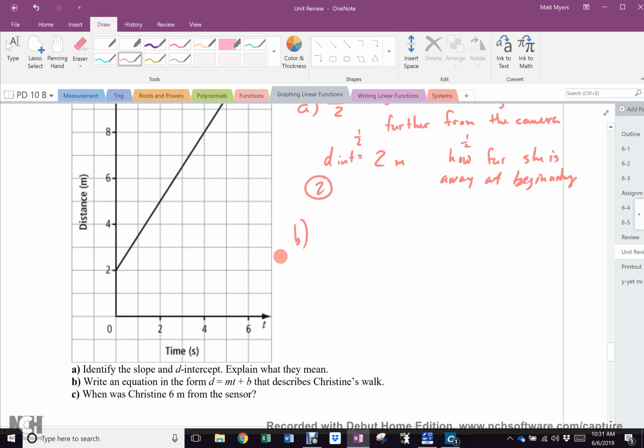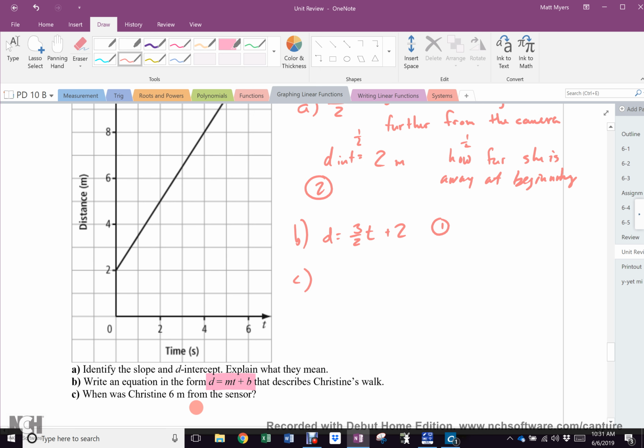B, write an equation that describes her walk. Now, all of you should recognize that that looks very similar to something else, doesn't it? Y equals mx plus b. So, what is it? D equals 3/2 t plus 2 for 1 mark.